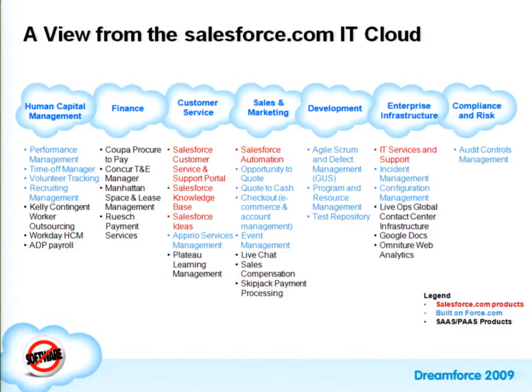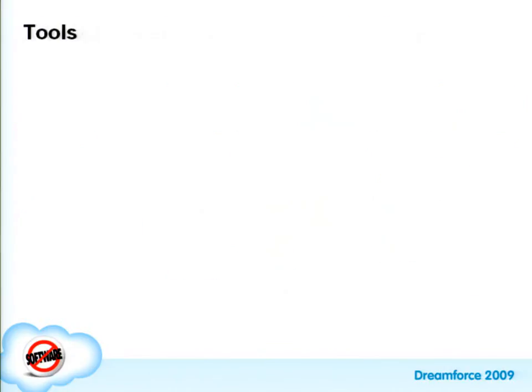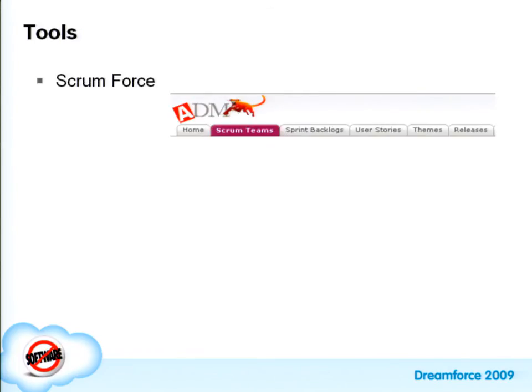So across these different applications, how do we do releases? I want to touch on the tools before we go to the release management process. The tools we use every day to manage projects and to release products or projects into the life cycle. The first tool is our Scrum Force. This is a project management tool.